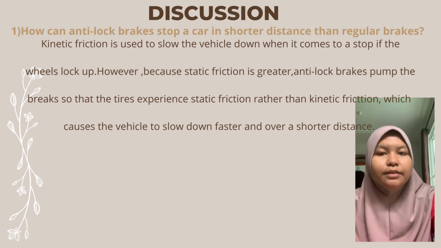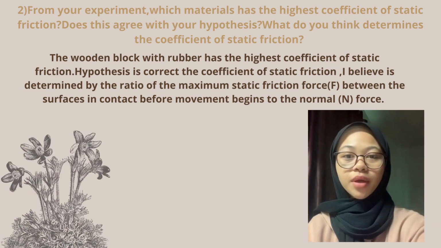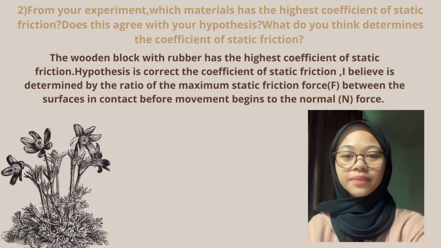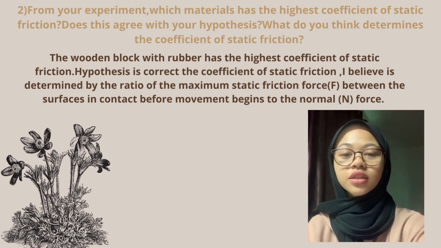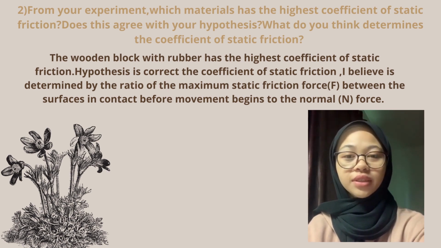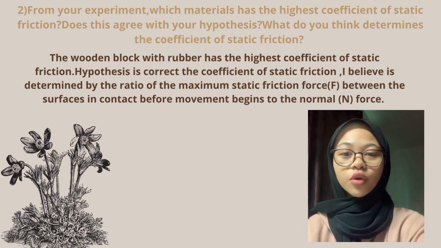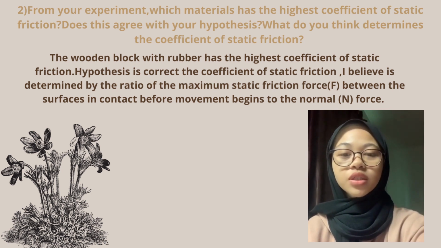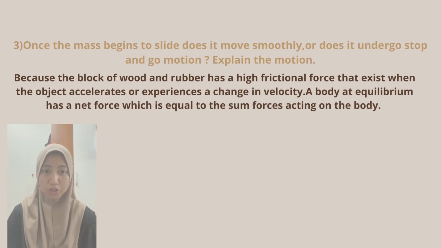and over a shorter distance. From your experiment, which material has the highest coefficient of static friction? Does this agree with your hypothesis? What do you think determines the coefficient of static friction? The wooden block with rubber has the highest coefficient of static friction. I believe it's determined by the ratio of the maximum static force between the surfaces in contact before movement begins to the normal force.